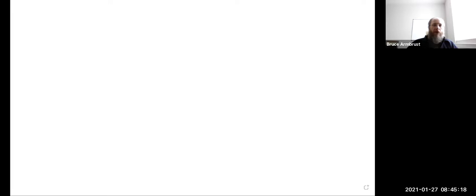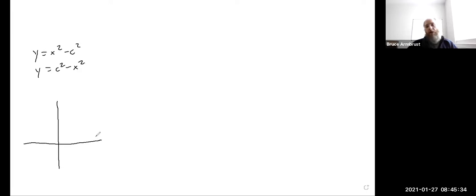So let's start with, what do the graphs of these things look like? Because if we're going to talk about the area between them, it's probably helpful if we have a picture so we know which one's on top, which one's on the bottom, where the bounds are, all that sort of stuff.